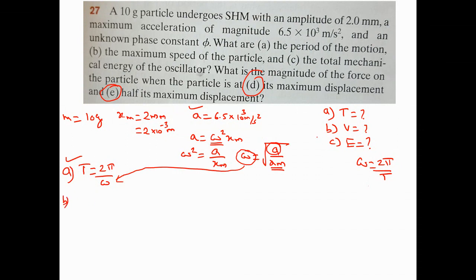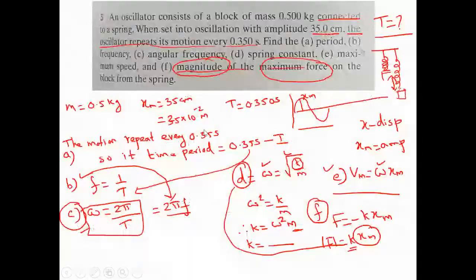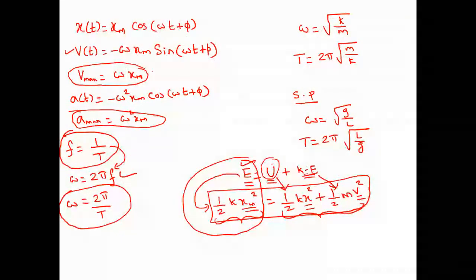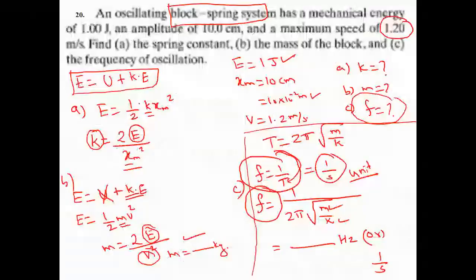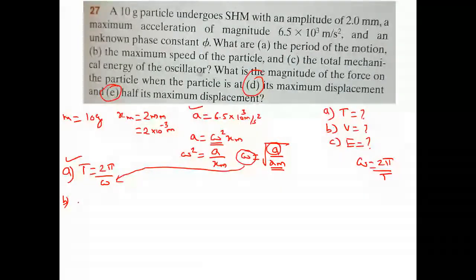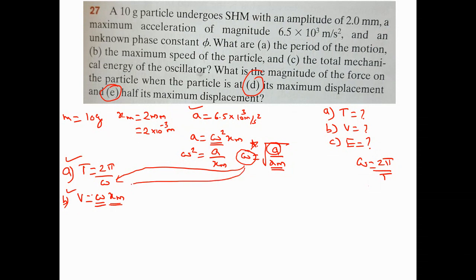What is your second question? Maximum speed. My dear, we have the formula for maximum speed. What is the formula for maximum speed? This is the formula for maximum speed. So I can use this formula here. My maximum speed is equal to omega multiplied by xm. It's a direct question. Take the omega we found before and substitute here. Amplitude is given in the question. You can get the answer for part B. Am I right? Yes. Clear? Understand?